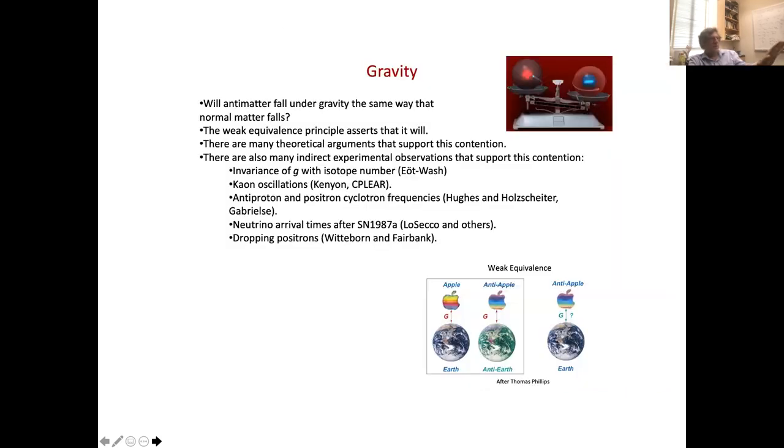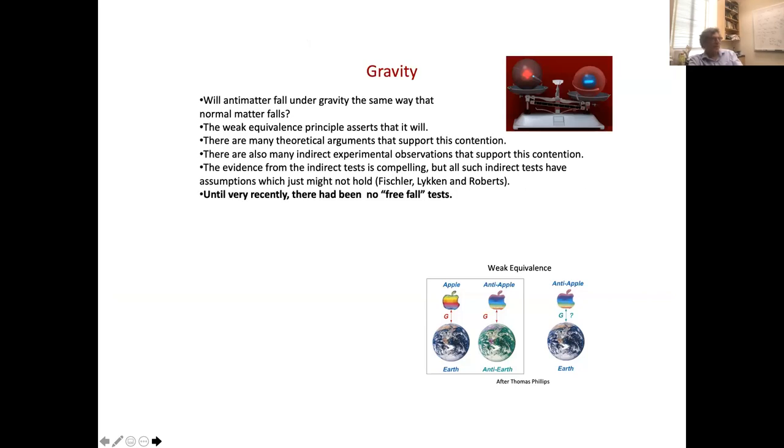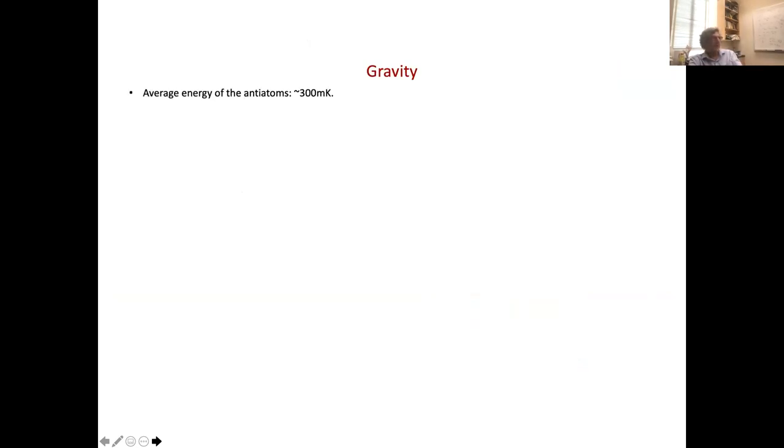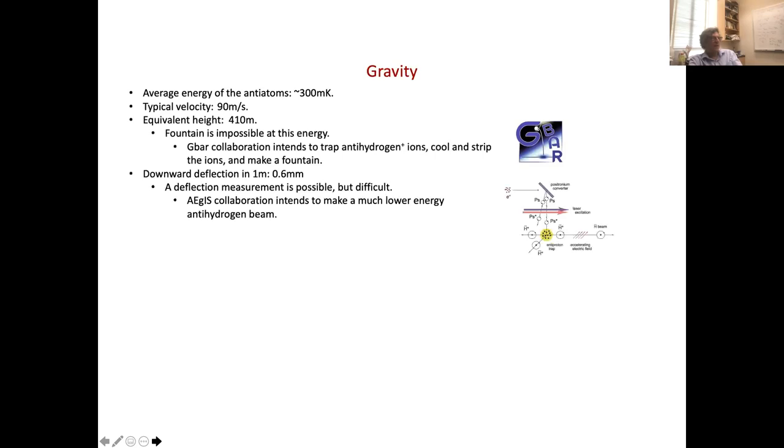Okay, these are some experiments. So again, the experiment we're doing is the one on the right. Does the anti-apple fall to our Earth? Basically, there are a lot of reasons, theory and indirect experiments, to say yes. But there have been no free fall tests. Nobody's done the Leaning Tower of Pisa test, which is what we want to do. Drop antihydrogen and see what happens. Okay, so again, that's just a summary of what I said.